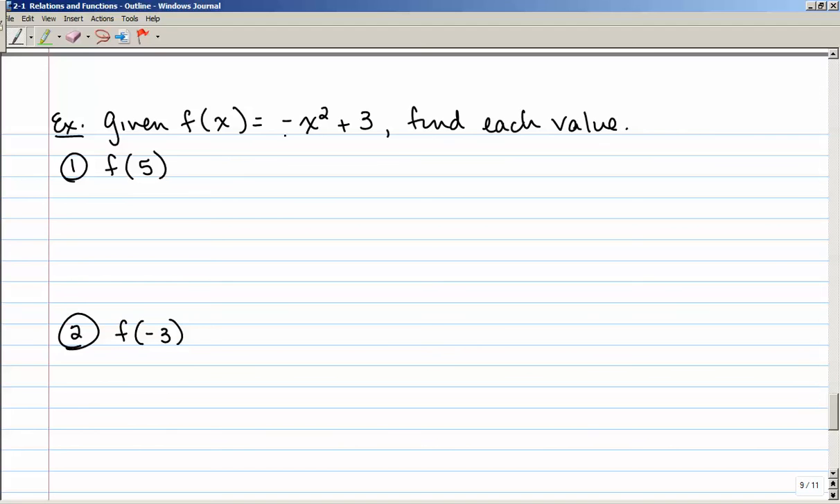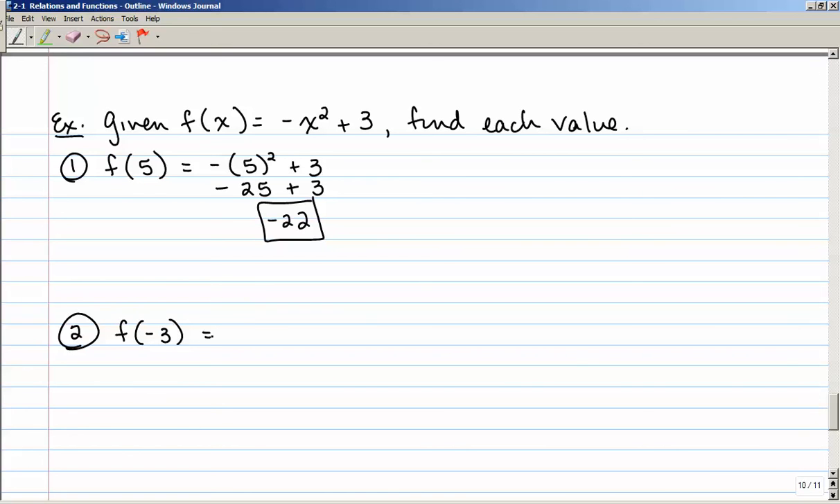Given that f of x is equal to -x squared plus 3, find each value. What this means, if I have to find f of 5, is I'm going to plug 5 into my original function wherever I see an x. So instead of -x squared, I'm going to have -5 squared plus 3. And now we just PEMDAS that. So -25 plus 3. Remember, you want to square it first and then make it negative, for a final answer of -22. So what that means is that when x is 5, f of x is equal to -22.